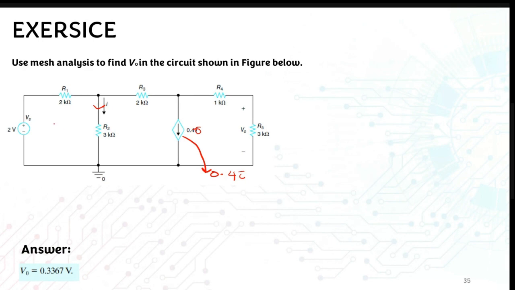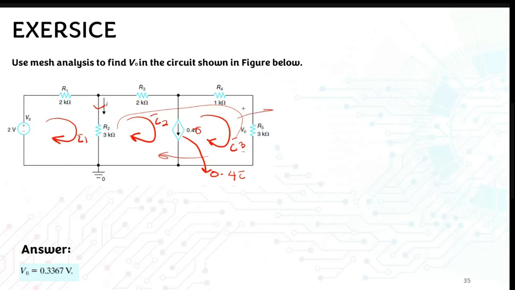Actually, you have 3 loops. This one we call I1, this mesh we call I2, and this mesh we call I3. In this case, because I2 and I3 share the same current source here, we can treat this as a super mesh, where we have the combination of I2 and I3.